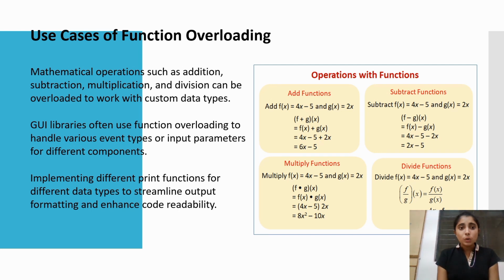Use cases of function overloading. Mathematical operations such as addition, subtraction, multiplication, and division can be overloaded to work with custom data types. GUI libraries often use function overloading to handle various event types and input parameters for different components. Implementing different print functions for different data types to streamline output, formatting, and enhance code readability.